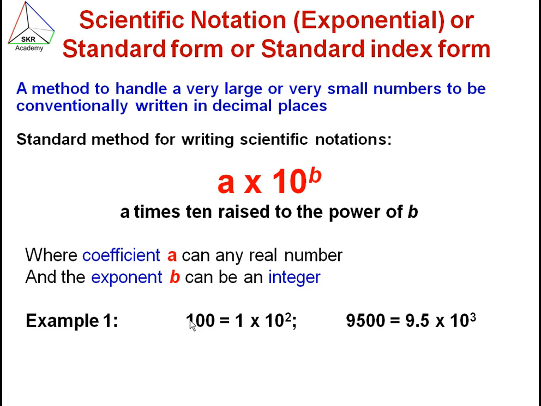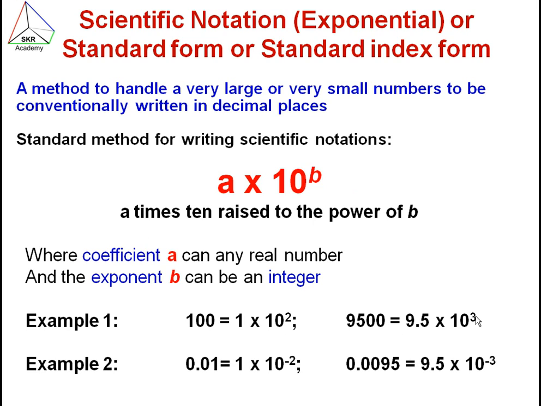So let's take an example. If we want to convert 100 into scientific notation, we write 1 times 10 raised to the power 2, and 9500 becomes 9.5 times 10 raised to the power of 3. In example number 2, if we want to convert 0.01, this becomes 1 times 10 raised to the power of minus 2, and 0.0095 becomes 9.5 times 10 raised to the power minus 3.